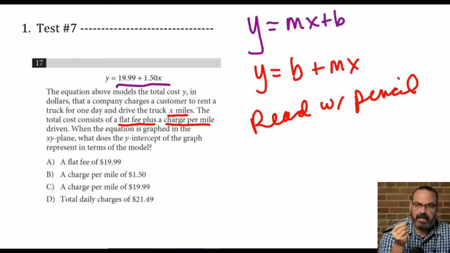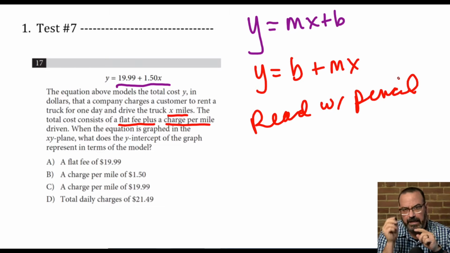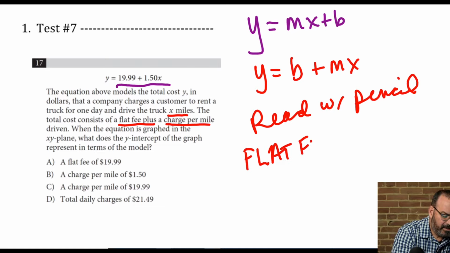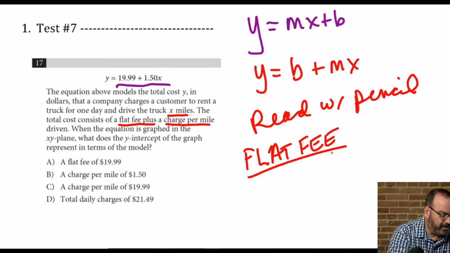As you're reading the SAT on Saturday, I hope you're one of the students who are taking it on a booklet and not on a computer. Read along. If you're right-handed like I am, put your left finger on the question and read along with your pencil. The key word here is flat fee. The SAT loves this word, and you're going to see it again. And then a charge per mile.